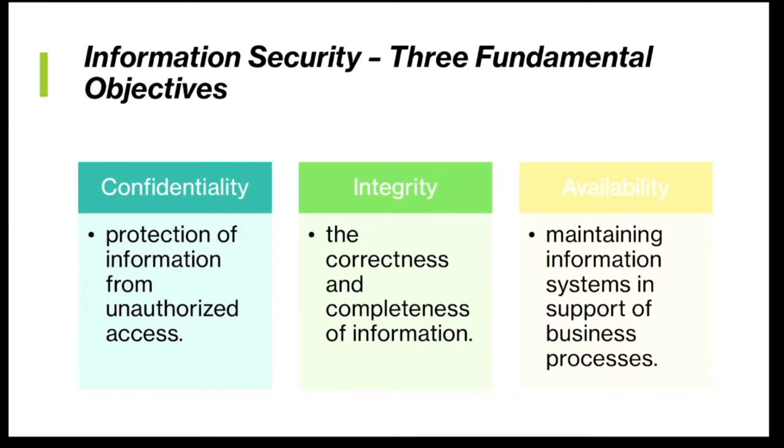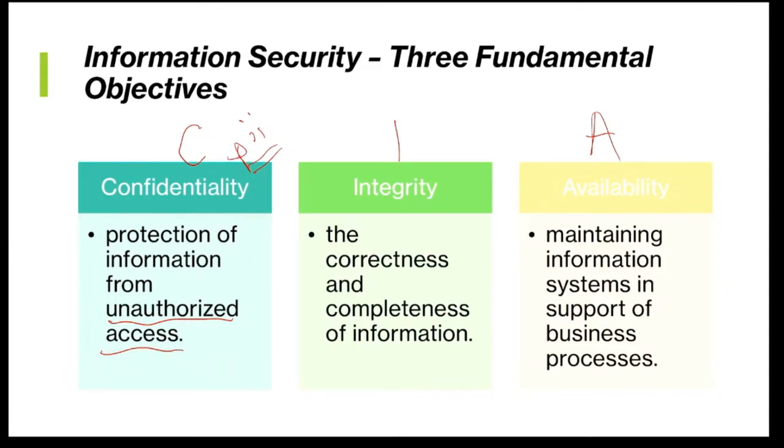Your systems should be designed with security to integrate with existing security architecture. Effective implementation of information security helps ensure that the organization's strategic business objectives are met. We have three fundamental objectives for information, which can be abbreviated as CIA: confidentiality, integrity, and availability. The first one, confidentiality, is the protection of information from unauthorized access.